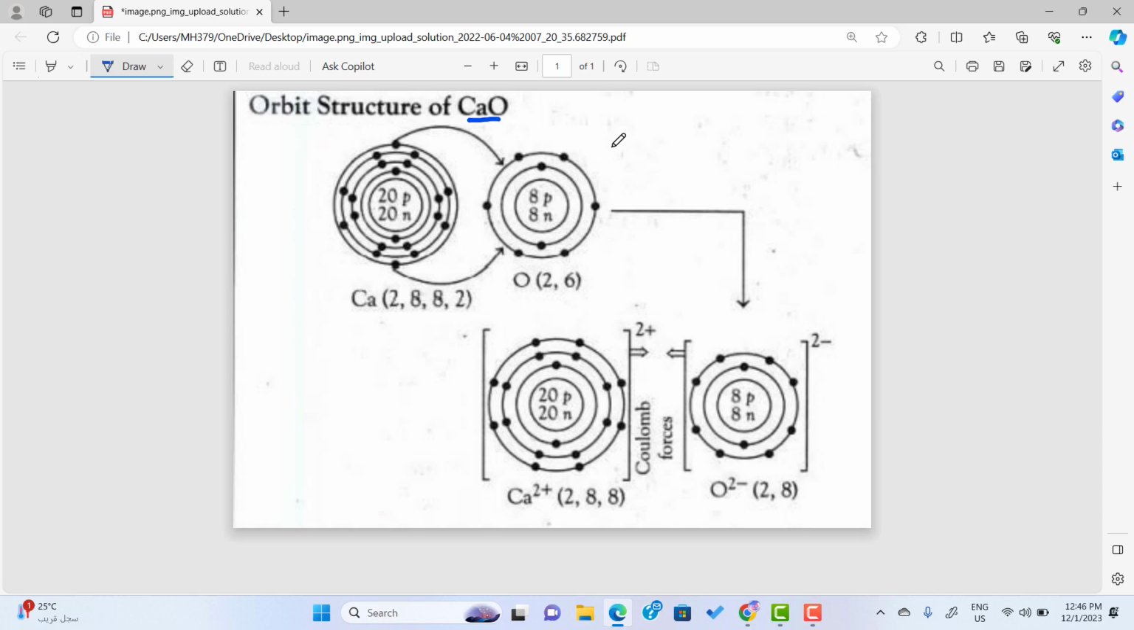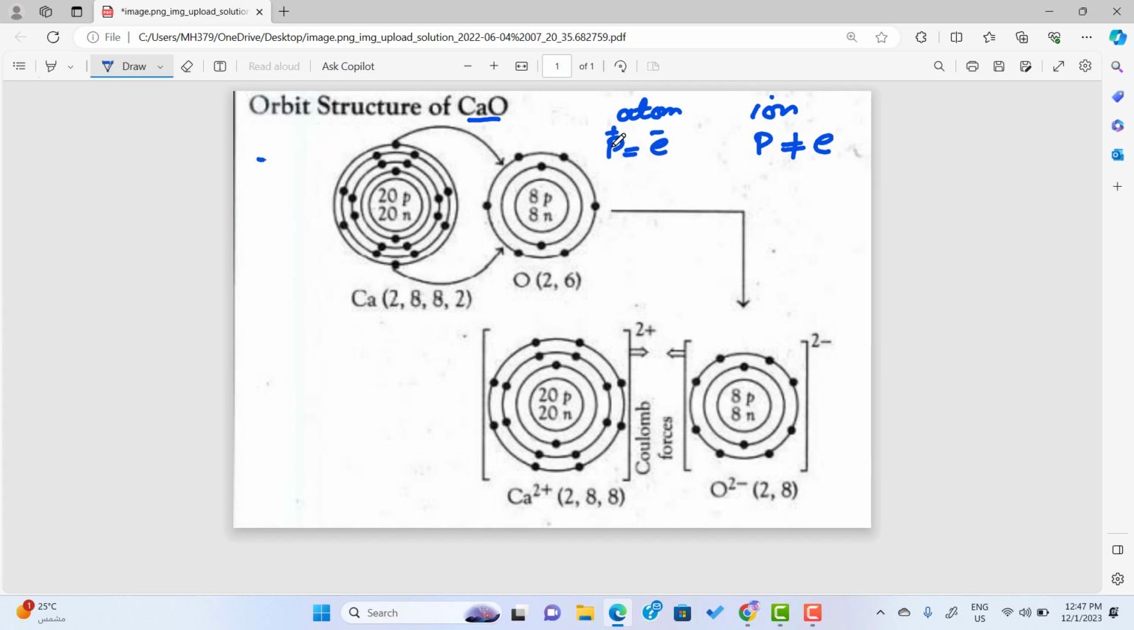Okay, today we are discussing ionic bonding in calcium oxide. You remember last time we studied the difference between an atom and an ion. We said that in an atom the number of protons is always equal to the number of electrons. Got it? And in an ion the number of protons is not equal to the number of electrons. Sometimes protons are more, sometimes electrons are more.